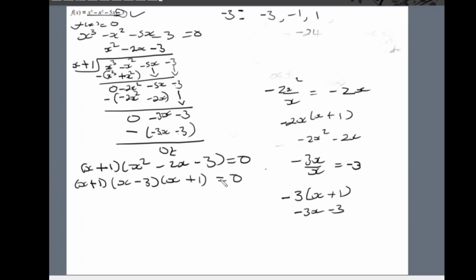Is equal to 0. So therefore my x-intercepts will be x equals minus 1, and this is twice, right? And then x will also be equal to 3. So yeah, this is how we would find the x-intercepts of a cubic polynomial.